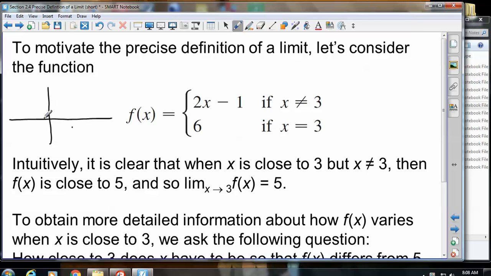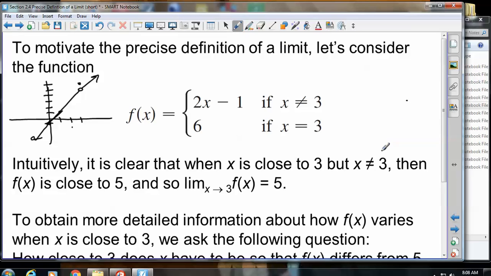It's essentially a graph with a hole in it. You would have a point at (3, 6). And this one, if you plug a 3 in here, you get out 5, so that would be an open circle. This is just a line, y-intercept -1, slope of 2. So you have this line with an open circle, and then you have a point.